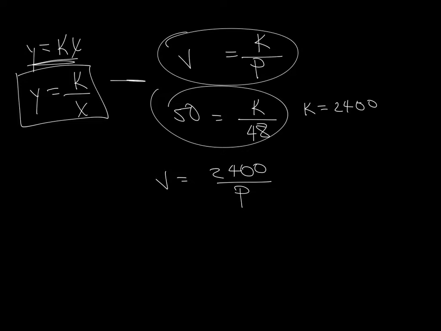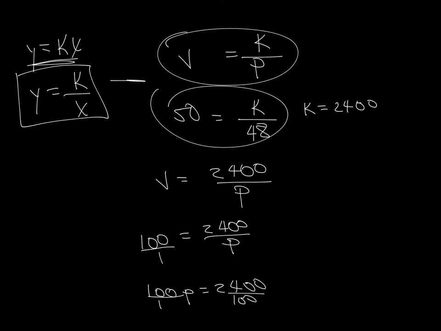What pressure is needed to produce a volume of 100? So they give us the volume of 100. That's what they want. And they want to know what pressure it's going to be to do that. So, cross multiply. Divide by 100. And the pressure is going to be 24. And that's it.